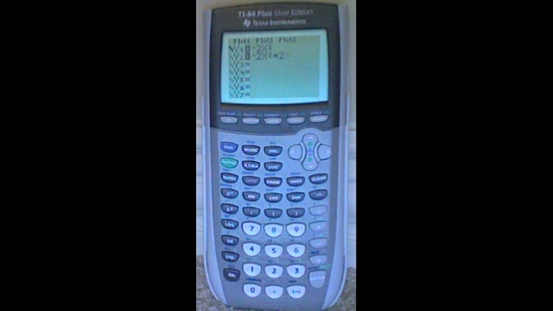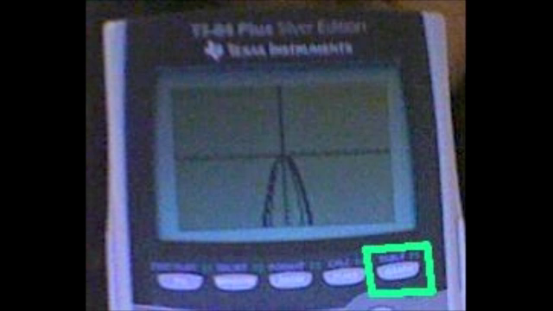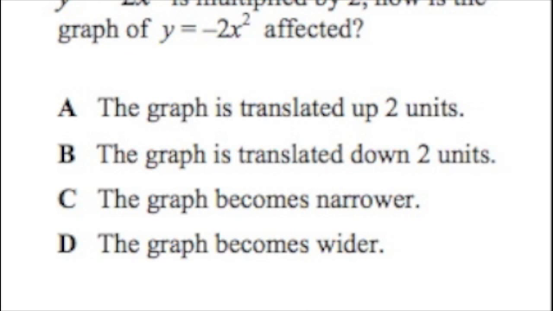And then I inputted the second equation with the added value, which is negative 2x squared multiplied by 2, in Y2, and then I pressed graph, which is on the first row again, all the way to your right this time. As you can see, the thicker line is the root equation, and the thinner line is the one with the added value. And as you can tell, the graph got thinner, or narrower, and that would be answer choice C.